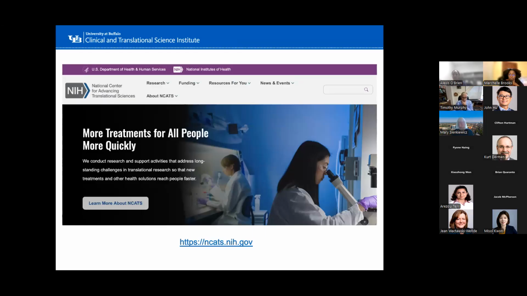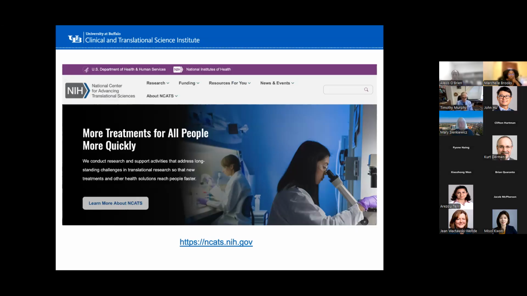So what has been done nationally? Well, the NIH created a new center/institute, of the 27 institutes that are in the NIH, called the National Center for Advancing Translational Science. Their tagline is now more treatments for all people more quickly. That was changed about 2 or 3 years ago with a new strategic plan that NCATS developed. It used to be more treatments for more people more quickly.